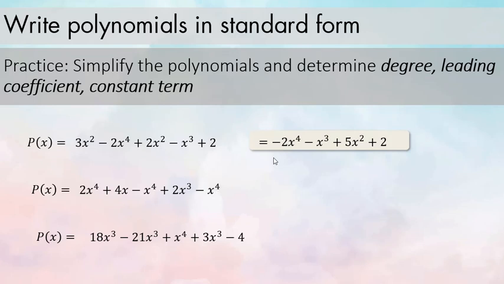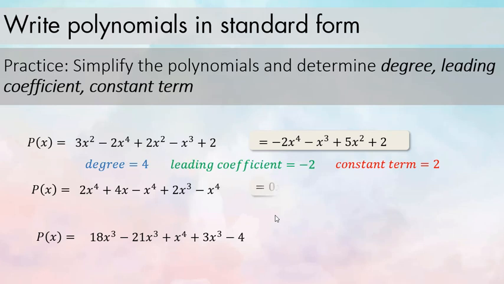P(x) is equal to negative 2x to the power of 4 minus x to the power of 3 plus 5x squared plus 2. So the degree is 4. You can see that the highest power is 4. The leading coefficient is negative 2. The constant term is 2.